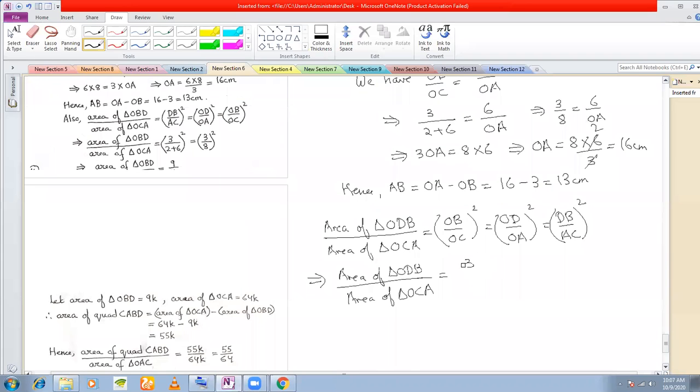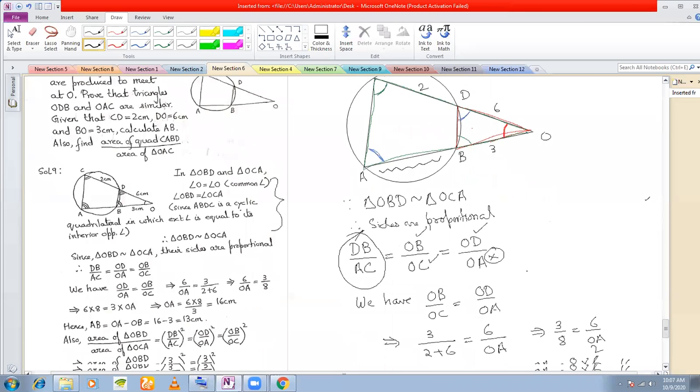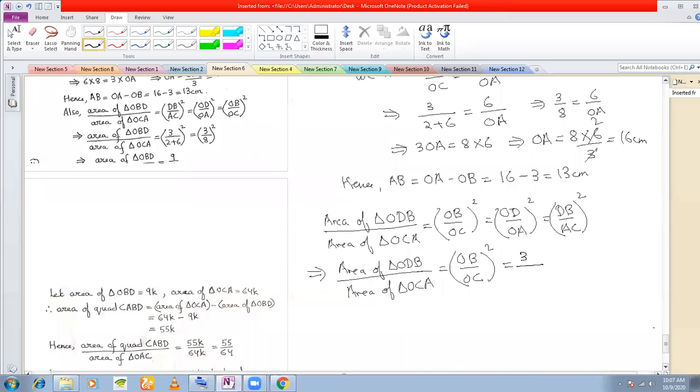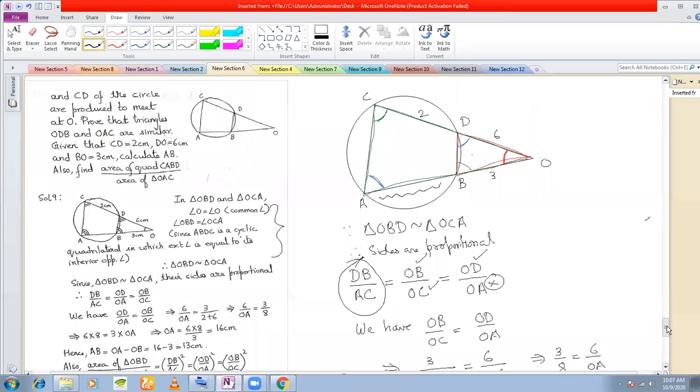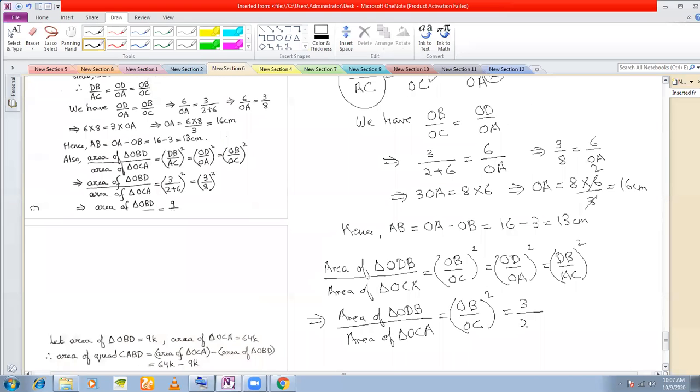Let me write this first. It is equal to OB by OC whole square. So that means OB is 3 centimeters and OC here is 2 plus 6. So this is 3 by 8 whole square. So this is 9 by 64.